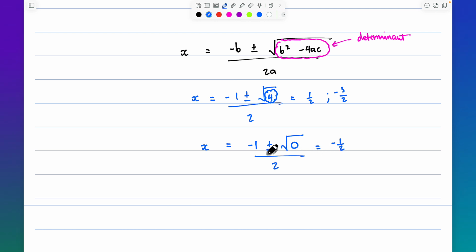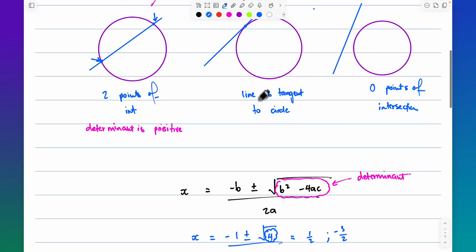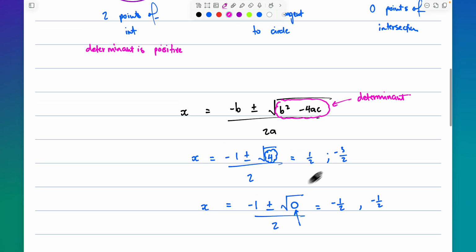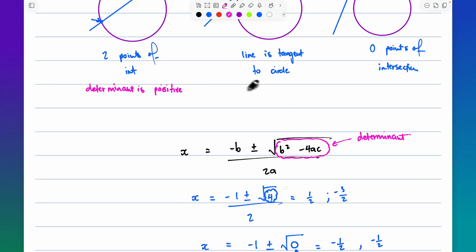But what if this sign were negative? It's going to be negative 1 minus the square root of 0, which again is 0. So it's negative 1 minus 0, that gives you negative 1, divided by 2, again you get negative a half. So the thing is, when this determinant is 0, your answer repeats itself and you only end up with one answer, right? So you only end up with one solution, which means in order for us to get a tangent, which means it only touches at one point, we've only got one solution, and that's because your determinant is 0. So hopefully that makes sense. Your determinant in this case is equal to 0.